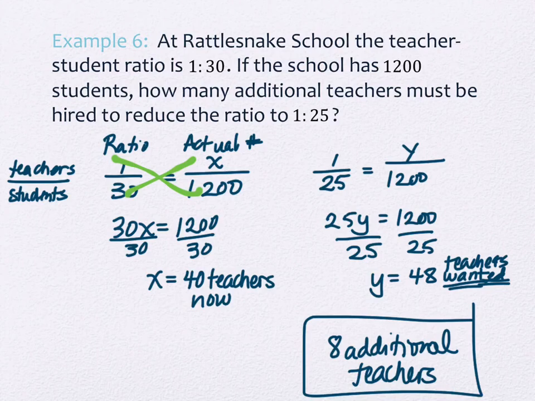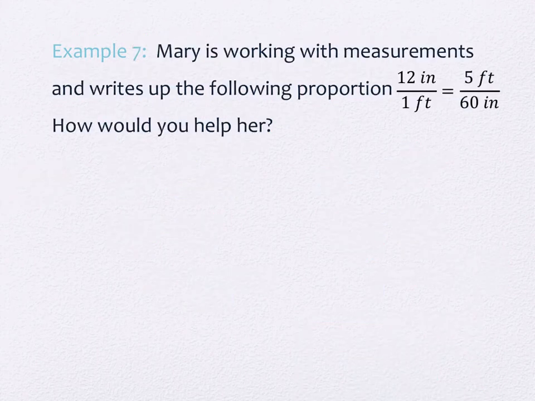All right, let me run through these last couple. I'm not going to write a whole lot so that I can move a little bit more quickly. You guys can fill in the details for the writing part on your own later. Mary is working with measurements and writes up the following proportion. 12 inches over 1 foot equals 5 feet over 60 inches.